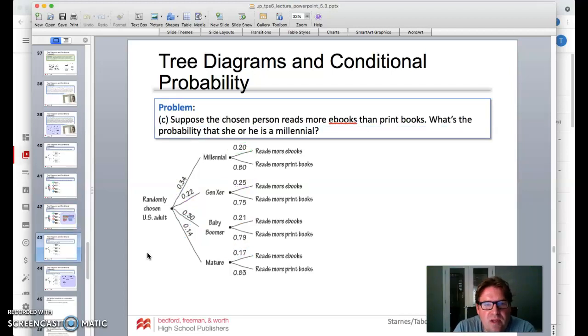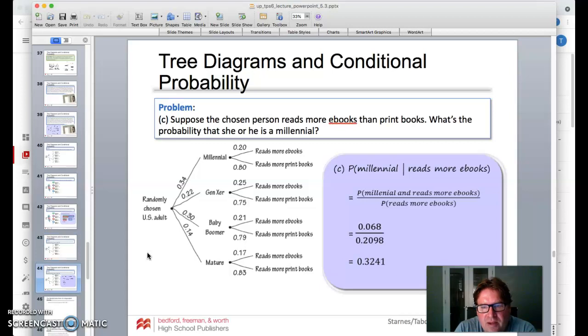Suppose the chosen person reads more ebooks than print books. What's the probability that he or she is a millennial? So we want the probability that they're a millennial, given that they read more ebooks. What's the probability that they're a millennial and read more ebooks? Well, you get that by taking the 0.068, and then we're going to divide that by the probability that they read more ebooks. Reading more ebooks, we can just add up those from previous, so we get 0.32. It gets pretty tricky as we multiply those together.